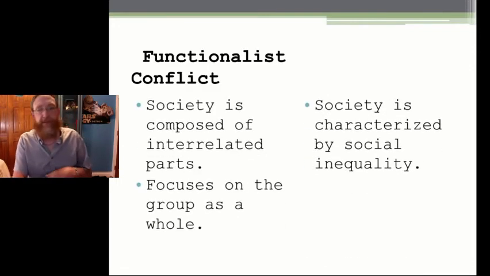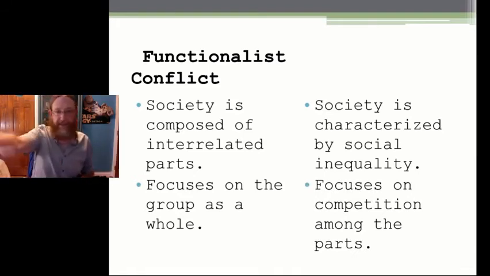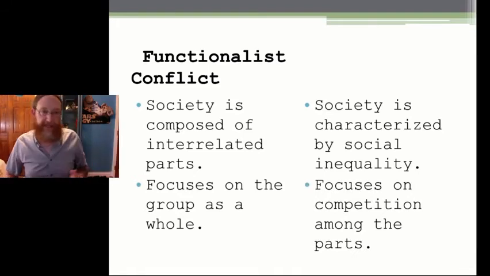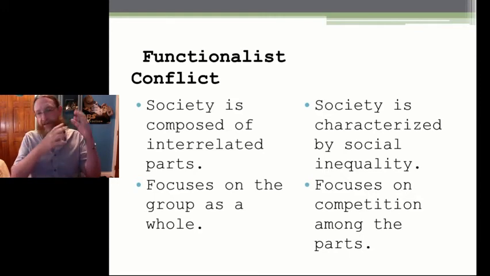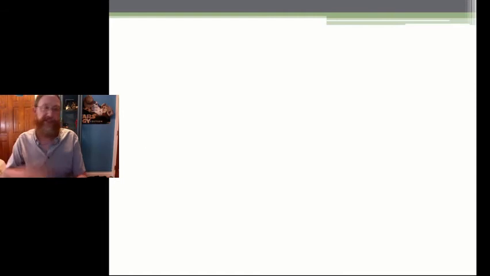So here we go with some of these characteristics. Functionalist is on the left. Conflict is on the right. Functionalist: society is composed of interrelated parts. It focuses on the whole group. Conflict: social inequality, competition amongst the parts.